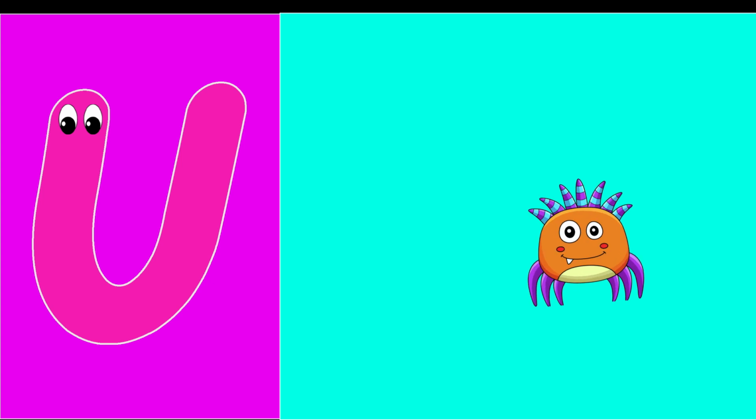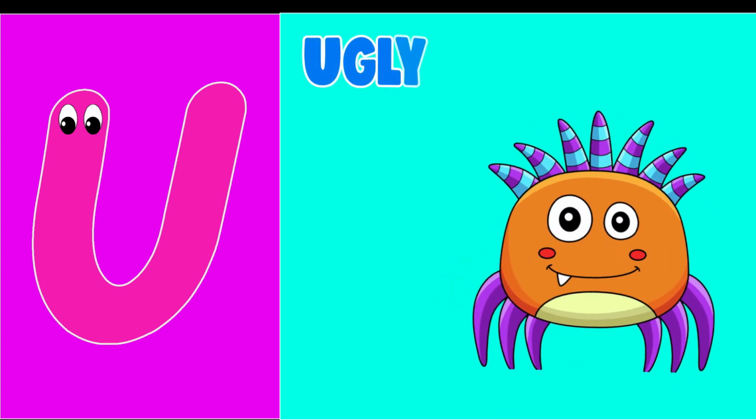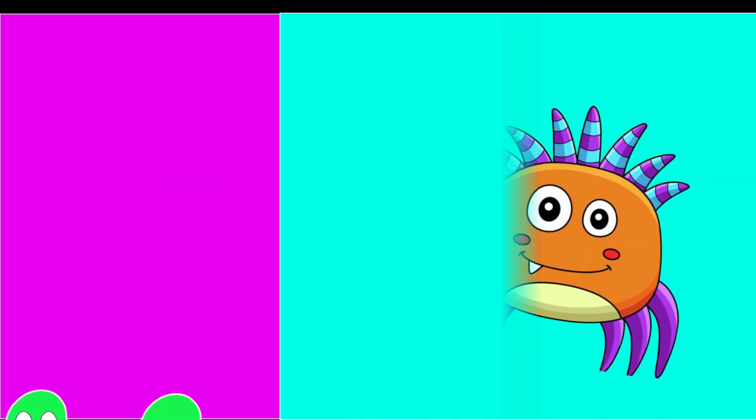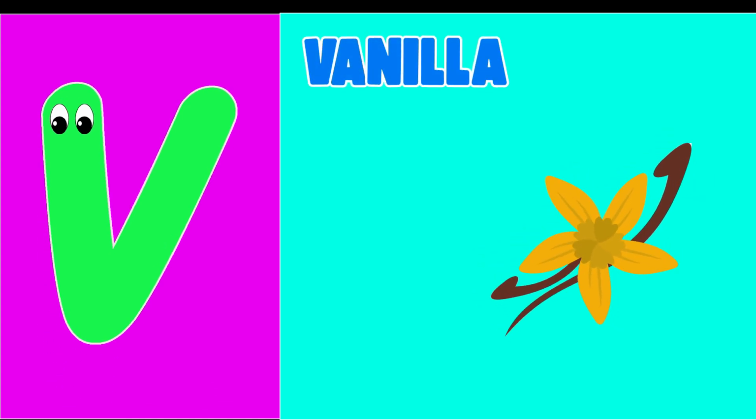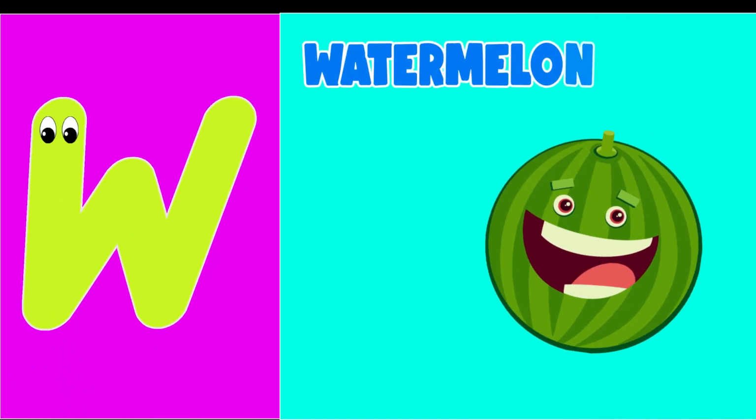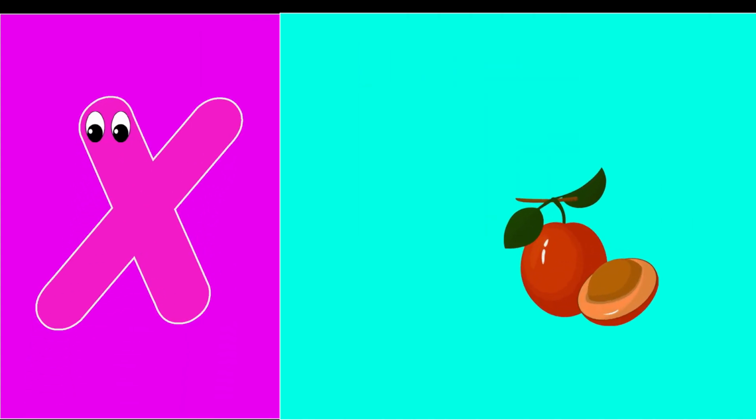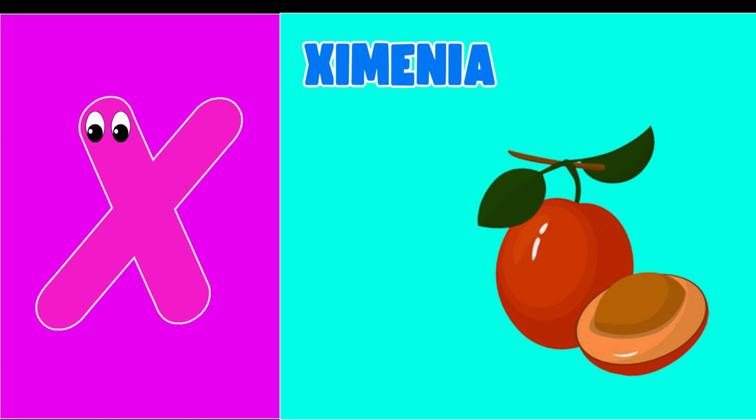U. Ugly. U is for ugly. V. Vanilla. V is for vanilla. W. Watermelon. W is for watermelon. X. Zinnia. X is for zinnia.